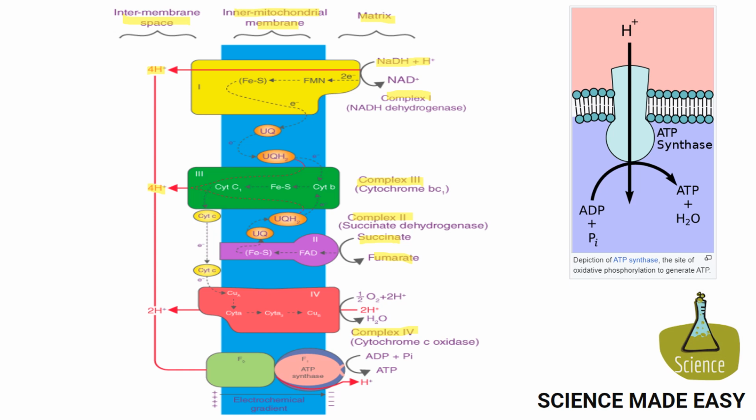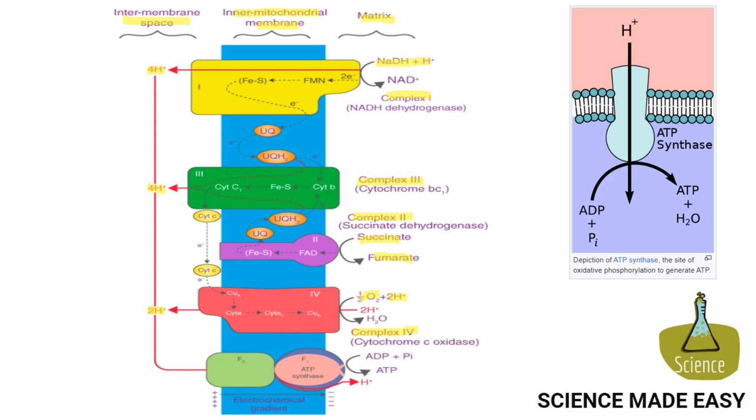Now the electron moves from complex 3 to complex 4, and here the final electron acceptor is the oxygen molecule, which gets reduced into the water molecule by the use of complex 4, or cytochrome c oxidase enzyme. In this particular complex, only 2 protons are being ejected out.